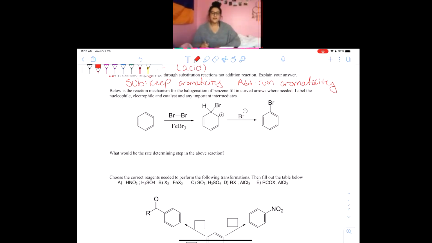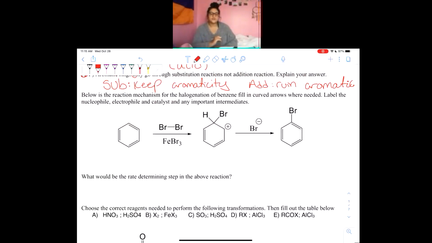So, I've already given you guys the base of the reaction mechanism, and we are just going to go ahead and draw in some arrows.